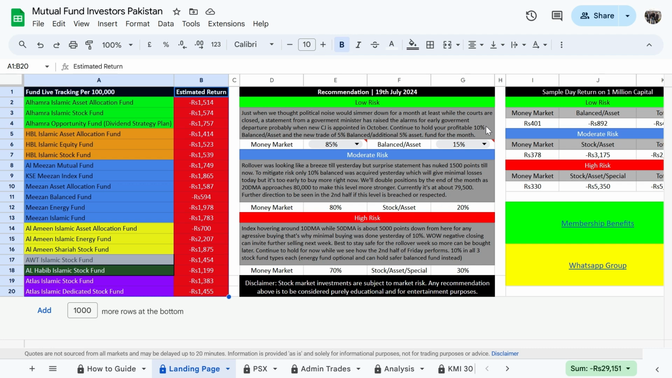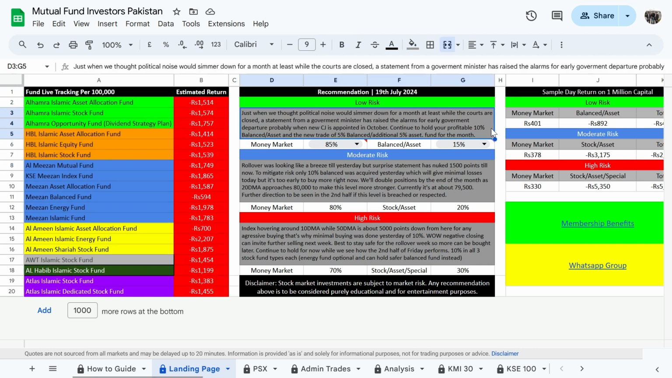So even on negative days, your 90% capital in the money funds will be able to offset any loss in the balanced fund. Then we have the moderate risk, who can handle losing capital slightly. For them, partial stock fund holdings are recommended so that they can earn more on a good day.